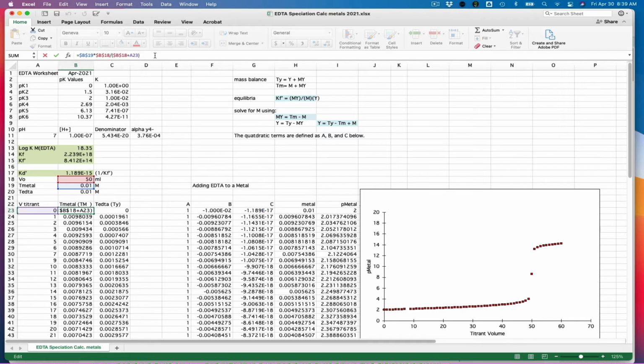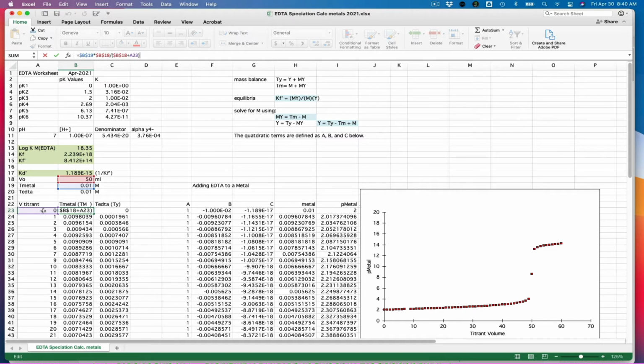So let's see how I implement that. The numerator is the total moles, so it is going to be equal to B18 times B19. The initial volume times the initial concentration gets me the total moles. And what's the volume? Well, the volume is going to be my initial volume, which is 50 mils, plus any volume I added as a function of titrant.